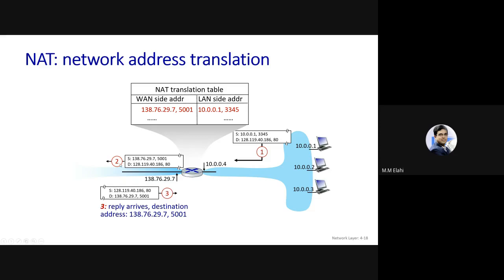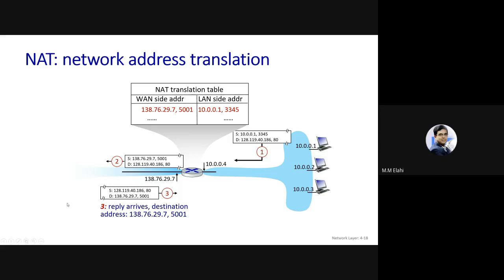Now see, the source in step 2 will be the destination in step 3. The destination in step 2 will be the source in step 3. Is it clear? Yes, sir. You can assume there is a server on the internet. I am not showing the server here.